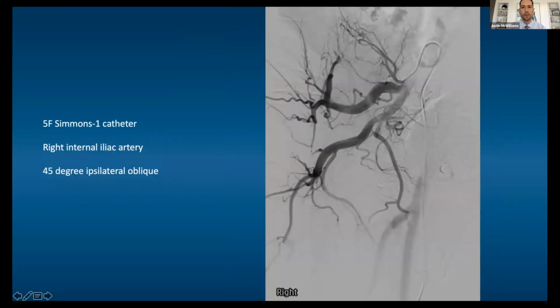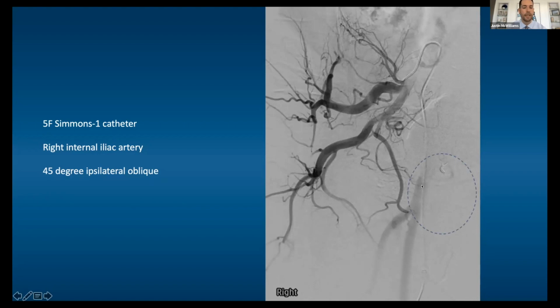Go to the ipsilateral side. I usually use a Simmons catheter, basically a reverse curve catheter, pull that down into the ipsilateral oblique and shoot the same type of run. And this time we have two branches coming and crossing that main trunk of the obturator and passing towards the anteromedial pelvis where the prostate should sit.